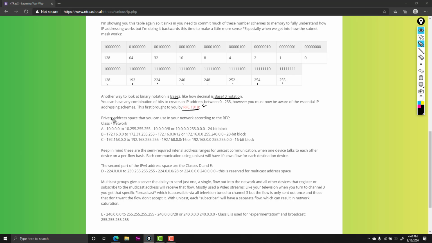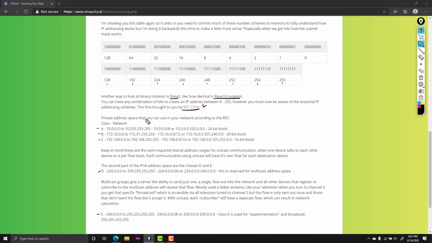However, what we do need to know about is the classes of networking: A, B, C, D, and E. Now we'll get into D and E in a few minutes, because we're more so worried about the internal network usage rather than multicast and experimental.